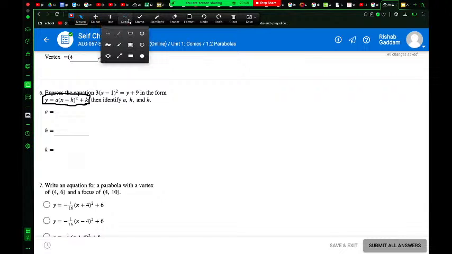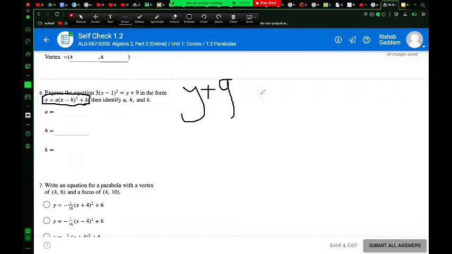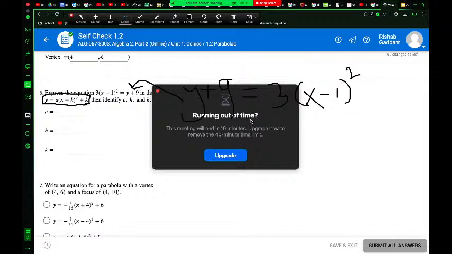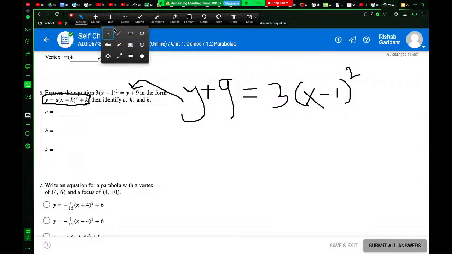So right now, as you can see, this equation looks a little bit like y plus 9 is equal to 3 times x minus 1 squared. This is exactly what this has, except the equation is a little bit switched around. So that's not going to really change anything. The value of y. Yeah, you have to solve for y basically.